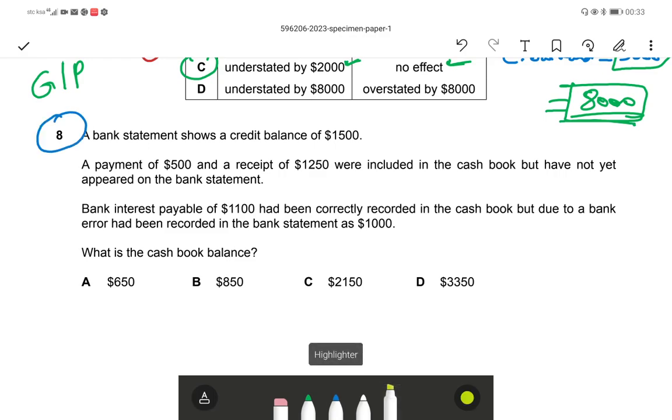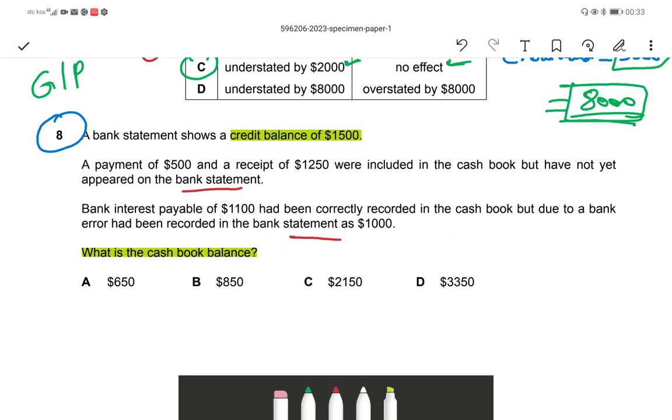A bank statement shows credit balance 1,500. It means cash book debit balance 1,500. A payment 500. What is the question? What is the cash book balance? We have to find the cash book balance. They have given some adjustments here, so we have to check the cash book balance.